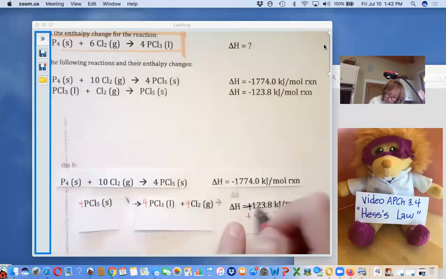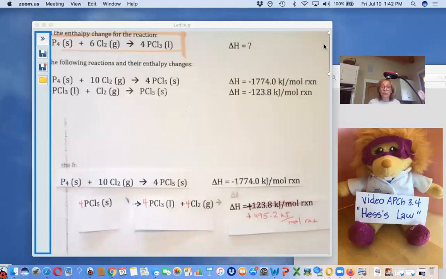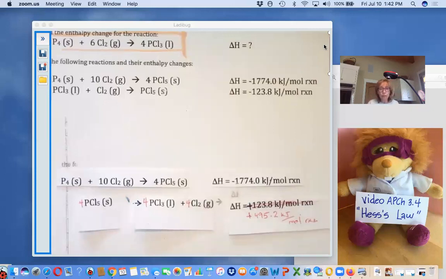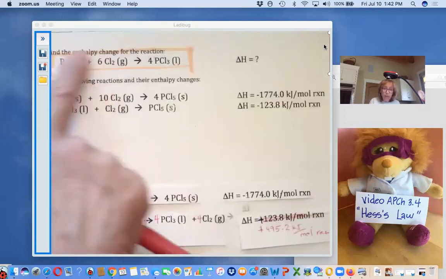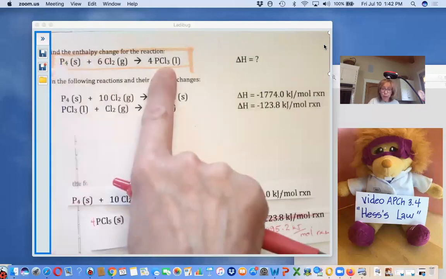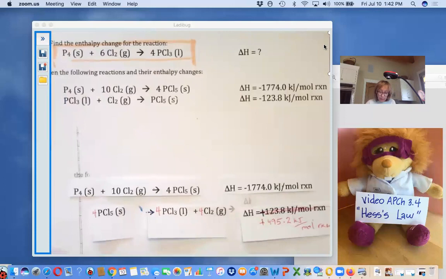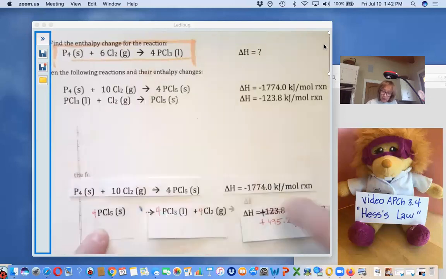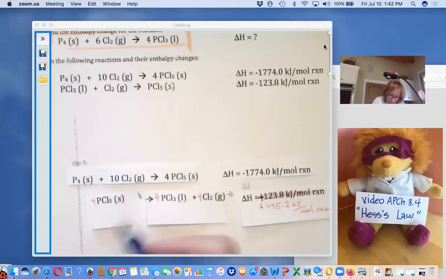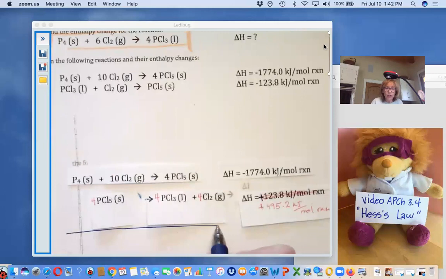Let me cross that out just so I don't mistakenly use it. Okay, so tricks. Line up your arrows. Look at what you want to have as reactants, what you want to have as products. If your pieces can add together to give you the target equation, then all you have to do is add those delta H pieces. So let's try adding the 2 equations together.